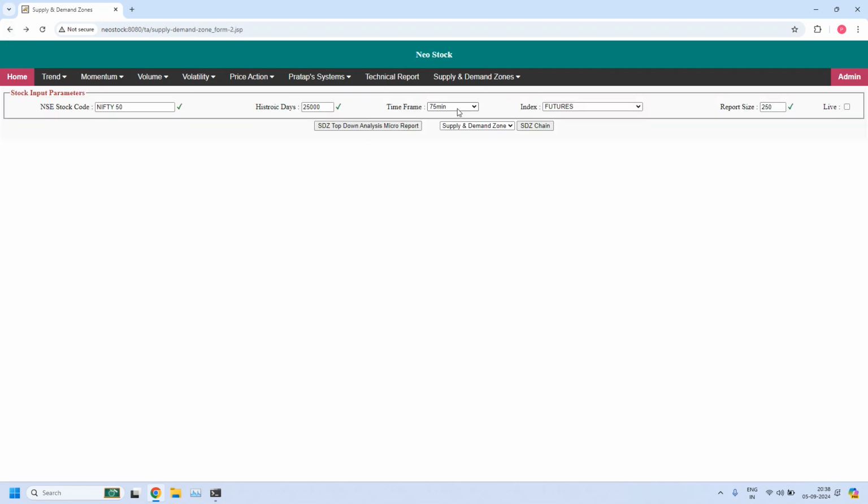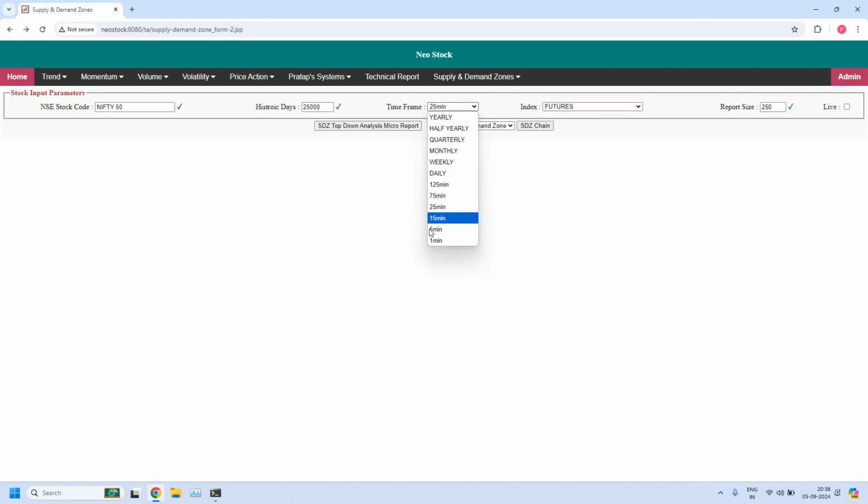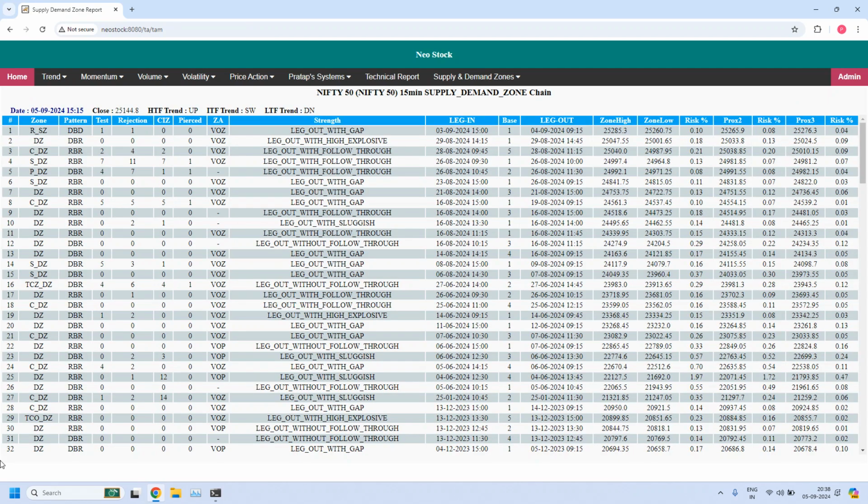Next time frame is 25 minutes, generating 25 minute supply demand zone chain for NIFTY. Next time frame is 15 minutes. I am generating 15 minutes supply demand zone chain for NIFTY.